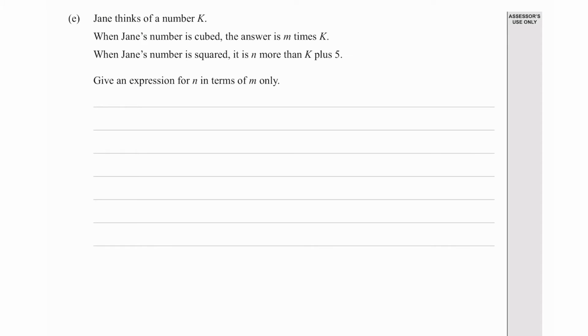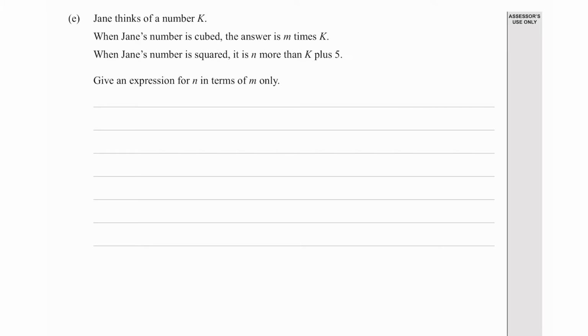Alright, let's take a look at the final part of question 1, part E. So we've got Jane here and she's thinking of a number k. When Jane's number is cubed, the answer is m multiplied by k, and when Jane's number is squared, it is n more than k plus 5, so we need to find an expression for n in terms of m. Now there's a lot of letters here, we've got k, n, and m. It's a bit confusing, so let's break it down.